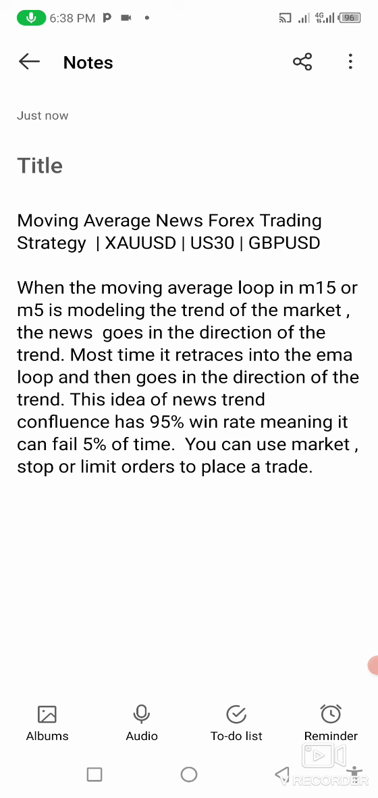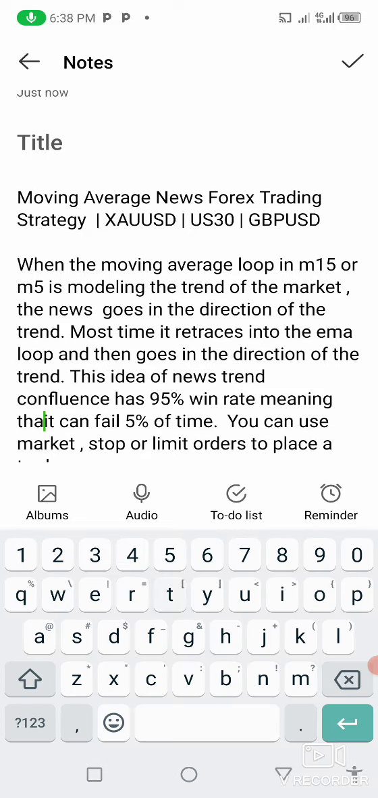Okay, before I go to the chart, we need to read this note. When the moving average loop in M15 or M5 is modeling the trend of the market, the news goes in the direction of the trend. Most of the time, it retraces into the EMA loop and then goes in the direction of the trend. This idea of news trend confluence has a 95% win rate, meaning it can fail 5% of the time.